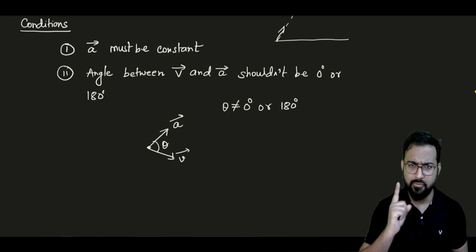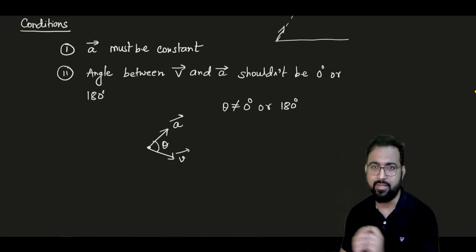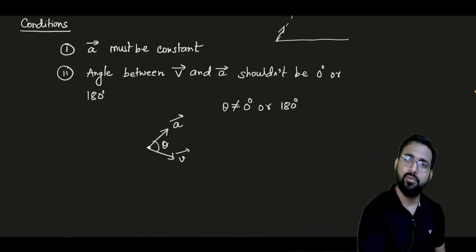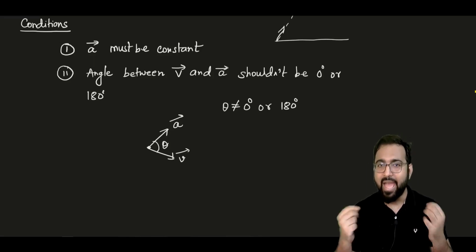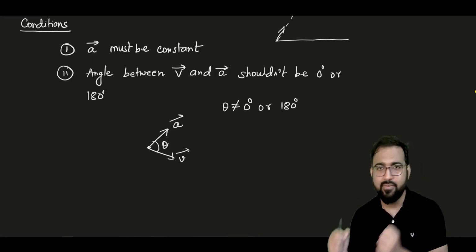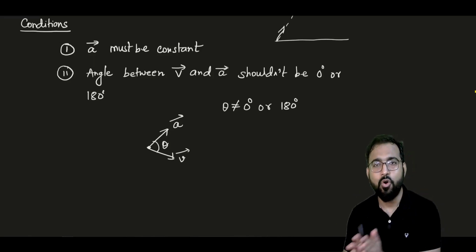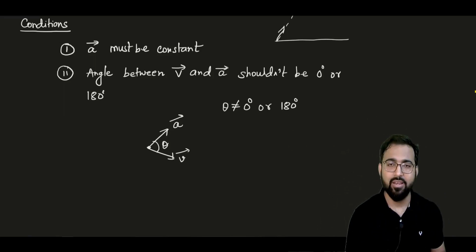Let us repeat. The first condition, the acceleration must be constant. Whatever the value is, 8, 10, 20, 100, 2000, whatever the value is, it has to be a constant. Make sense? And what is the second condition? The angle between acceleration and velocity is going to be anything but 0 or 180. Acceleration and velocity can't be parallel or anti-parallel. Make sense?